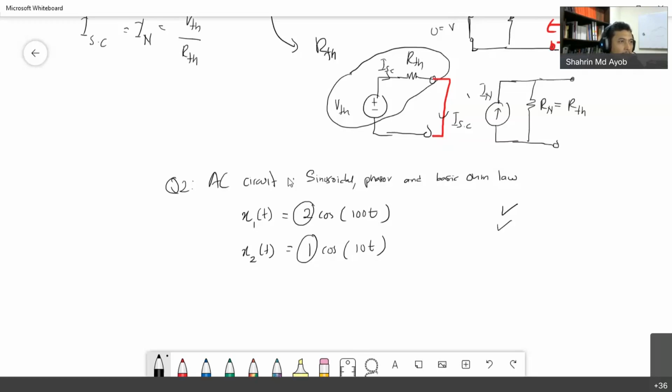The third requirement, what is the third requirement? Can someone give me the third requirement? The angular velocity, which is omega, must be the same value. Right now, you can see this one is 100 and this one is 10. So the third requirement is not fulfilled, meaning that you cannot compare these two signals.